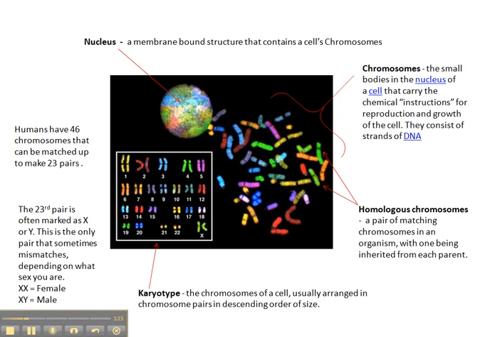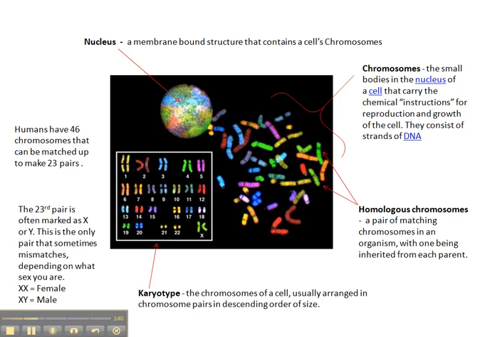So you can see here that for this karyotype, we've taken the chromosomes out and then we've dyed them. That helps us match them up. As we've said over here, humans have 46 chromosomes and they match up in 23 pairs. These pairs have a special name. We call them homologous chromosomes.